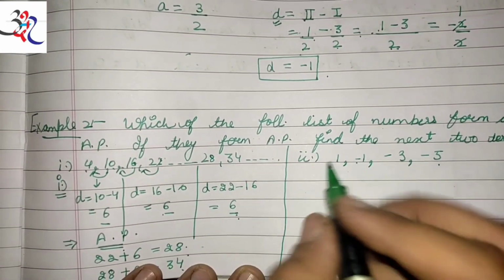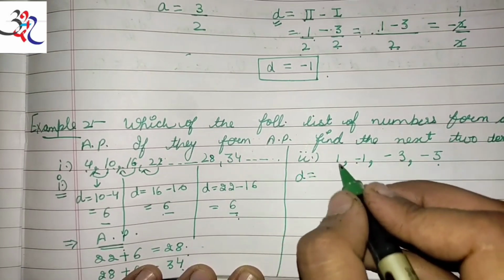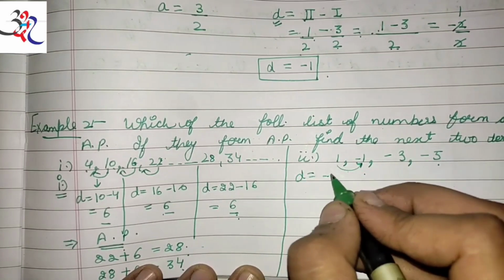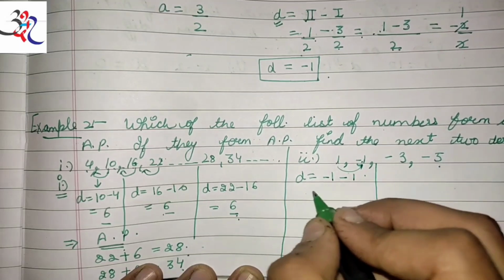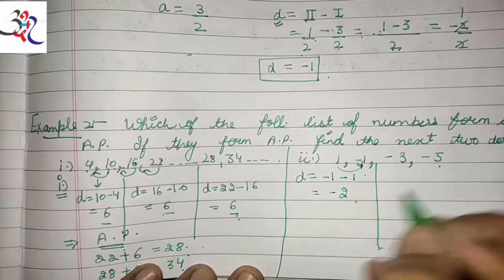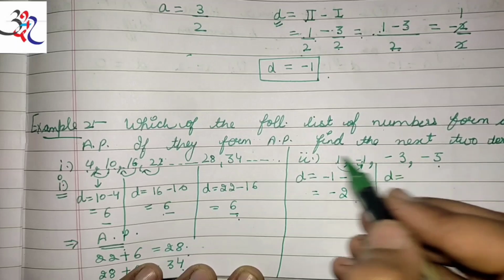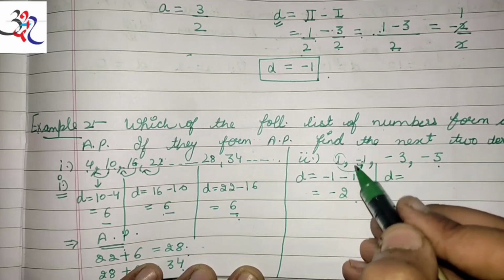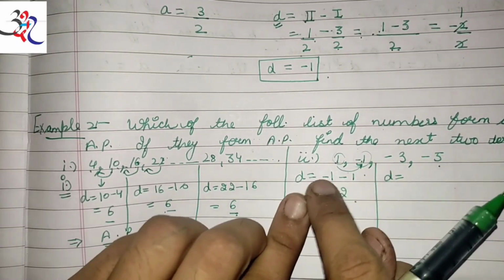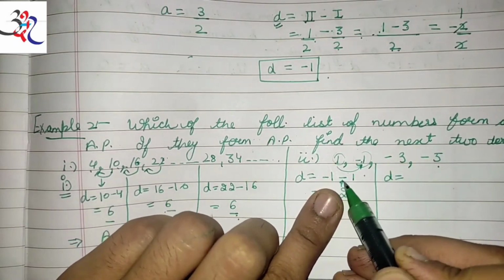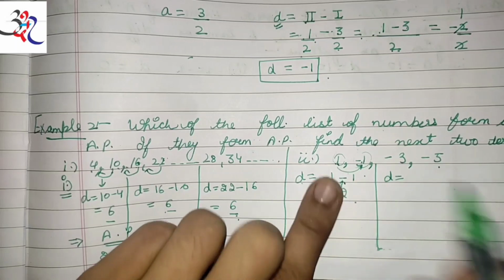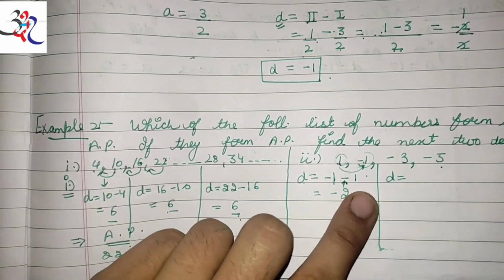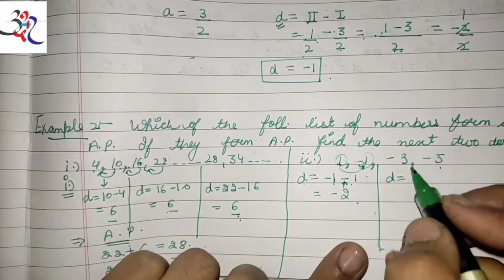Okay, so coming to this second part, what is it? Again we have to decide whether it is forming an AP or not. How am I going to decide this? Minus 1 minus 1, so I will get minus 2, because I have to use the logic that I have to subtract the first term from the second term. The second term is minus 1, and my first term is 1.